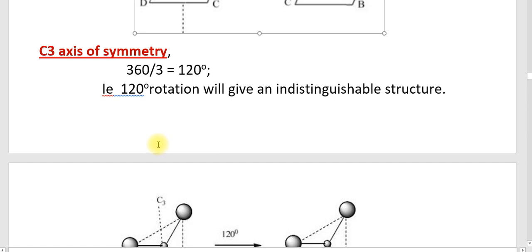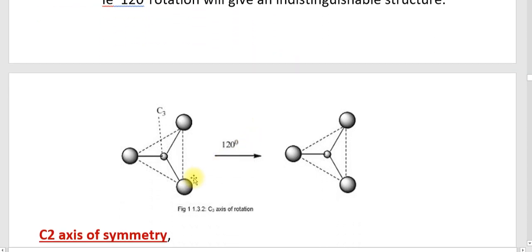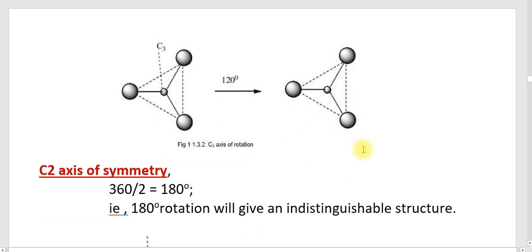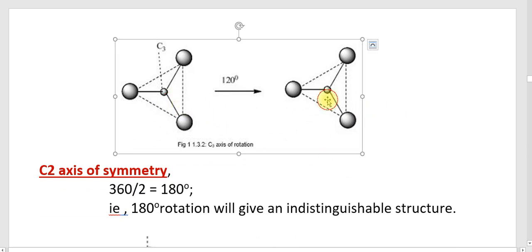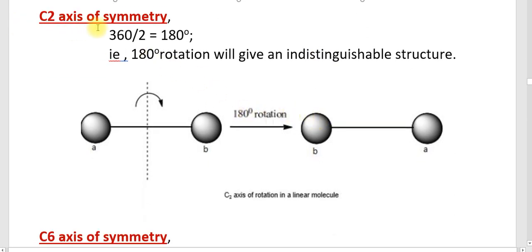Then you can say what is a C3. So next is the C3 axis of symmetry. C3 means 360 degrees divided by 3, that is 120 degrees. Here I am rotating this molecule by 120 degrees. After that we can see that the molecule will rotate like this. The angle between the two bonds will be 120 degrees. Anyway, the two orientations will be indistinguishable from each other. The next is a C2 axis of symmetry, 360 by 2, that is 180.